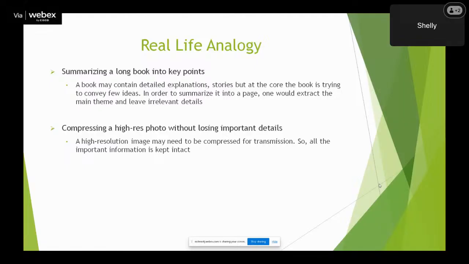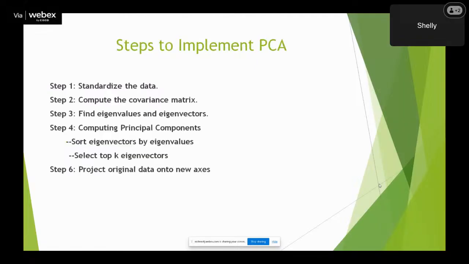Then, compressing a high resolution photo without losing the important details. PCA can be used for that particular purpose as well. You have a high resolution image which may need to be compressed for the purpose of transmission. All the important information is kept intact, and you can use PCA for this purpose. Now, these are the corresponding steps that are used to implement PCA.